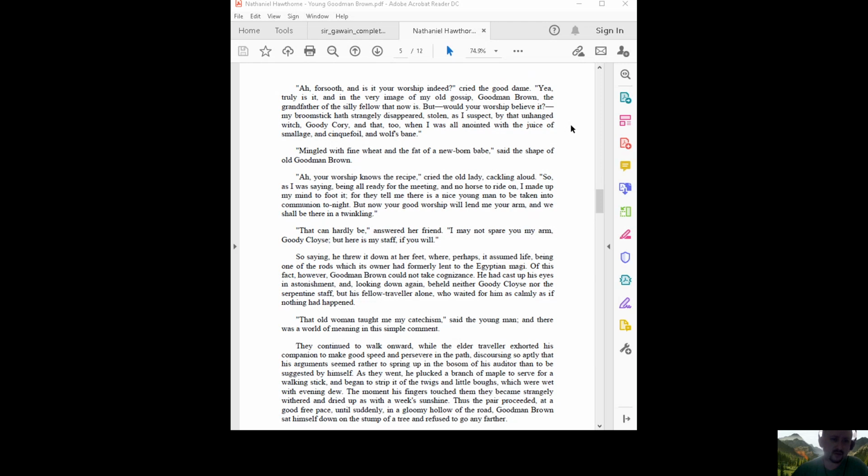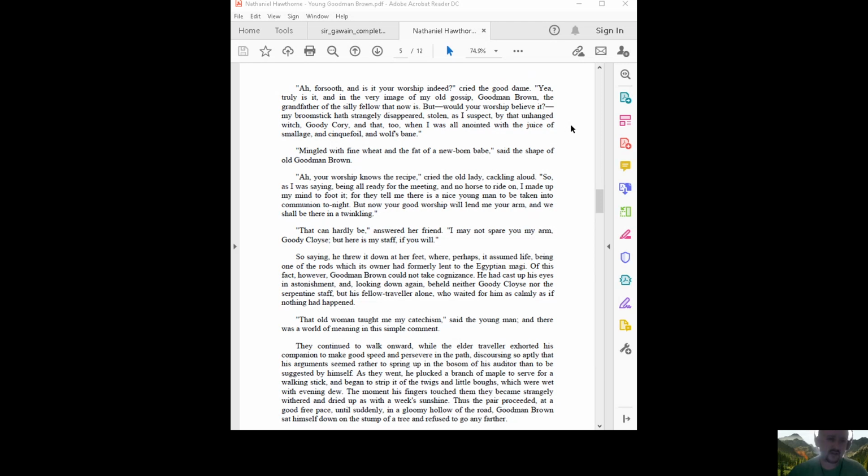"Yea, truly it is it, and in the very image of my old gossip, Goodman Brown, the grandfather of the silly fellow that now is. But would your worship believe it, my broomstick hath strangely disappeared, stolen, as I suspect, by that unhanged witch, Goody Cory, and that too when I was all anointed with the juice of smallage and cinquefoil and wolfsbane."